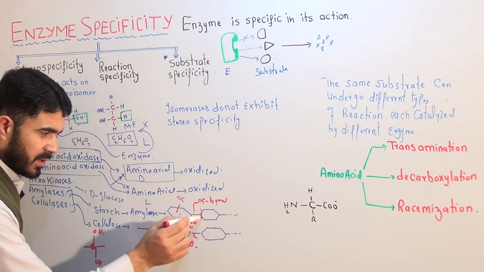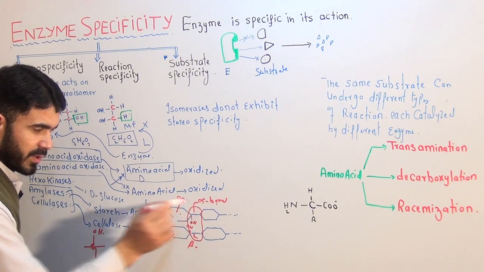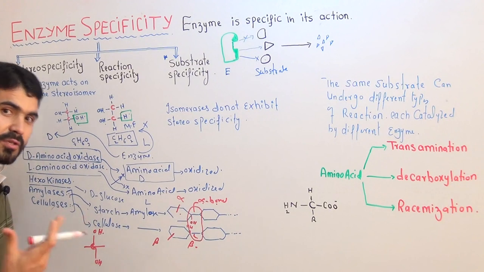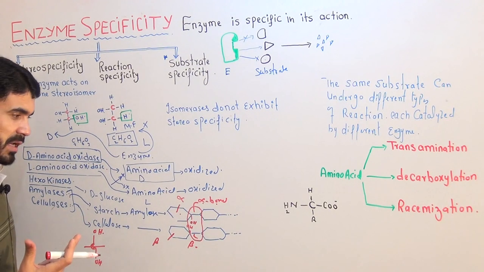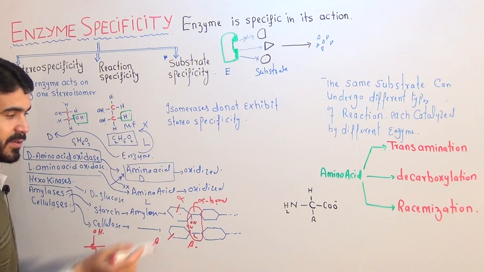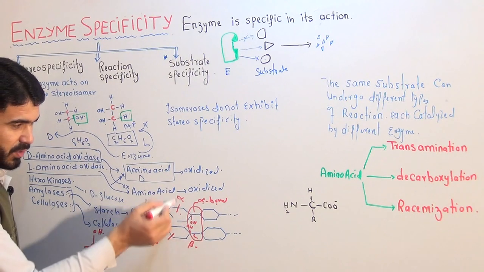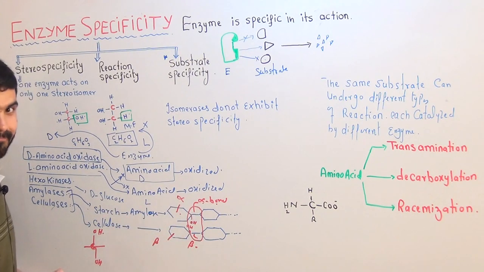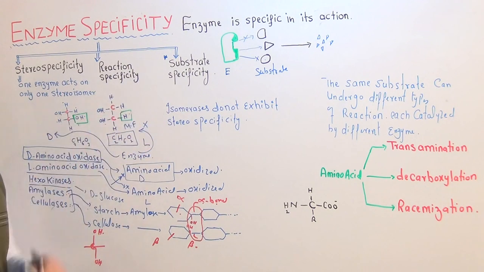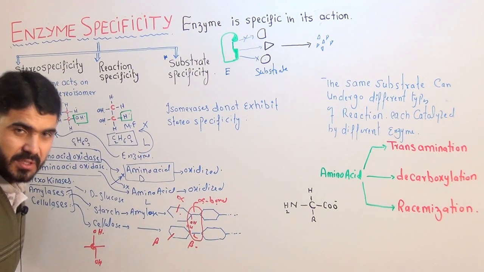Here the discussion is about the bond, but where is stereospecificity? Maybe a question arises in the mind of the student. Where is stereospecificity? I already told you that alpha and beta sugars are stereoisomers. That's why. Now come to the next one, that is called substrate specificity.